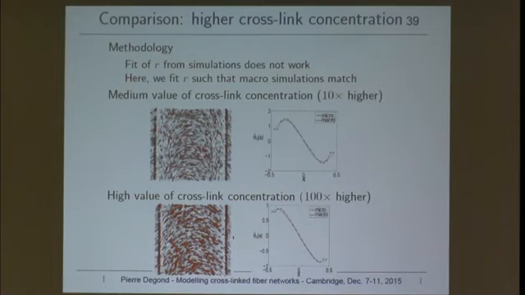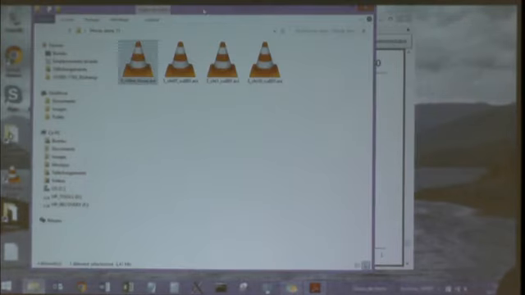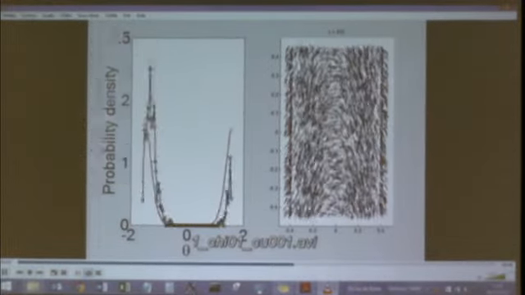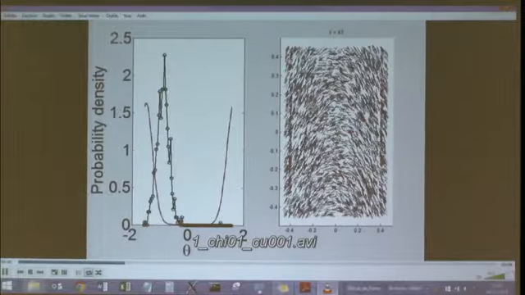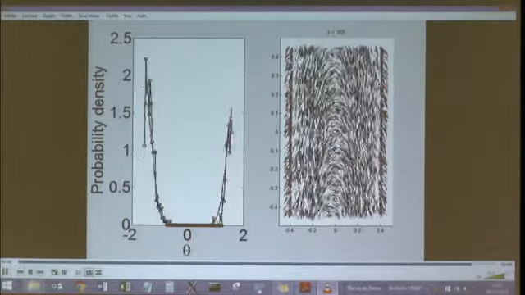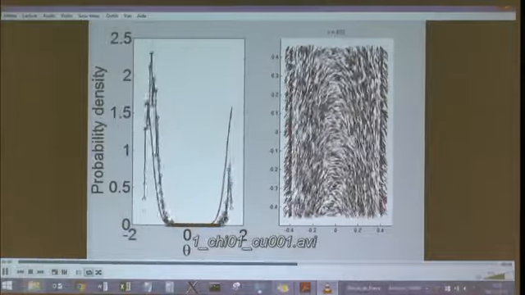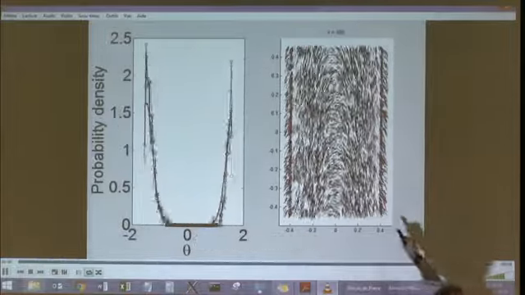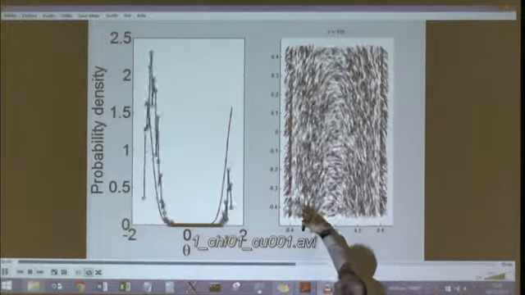So let me just finish by showing you some movies. This is a movie of a low crosslink case. The red dots are the crosslinks. You see here on the sides we fix the fibers. These are our Dirichlet boundary conditions. We apply this potential. You see the fibers first aligning to the direction of the applied potential, and then they bend and they get there.